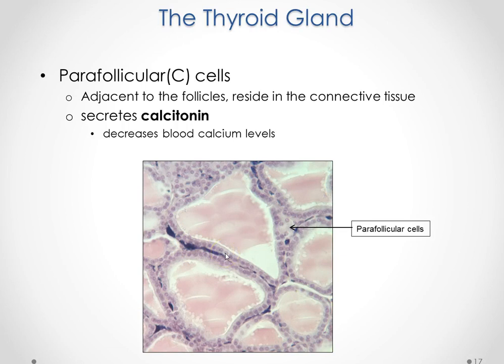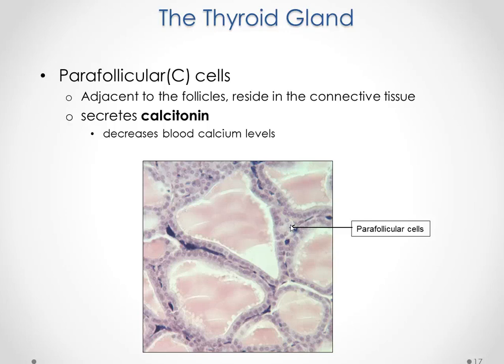Now, we looked at the follicular cells that make up those follicles in the thyroid gland, but there's also another population of cells that you're going to see in the thyroid gland called parafollicular cells. These parafollicular cells are going to be in between the follicles, these little clumps of cells that are in between the follicular cells. These groups of cells are going to secrete a hormone called calcitonin. And calcitonin is going to decrease blood calcium levels.